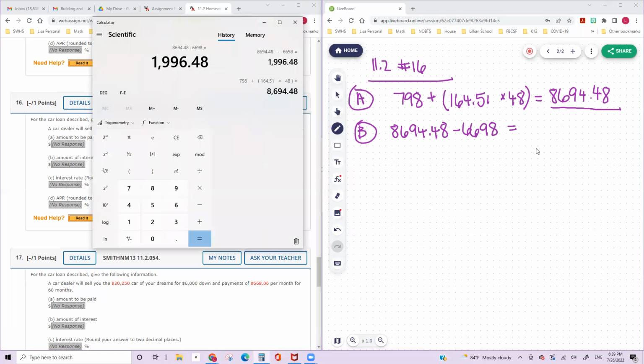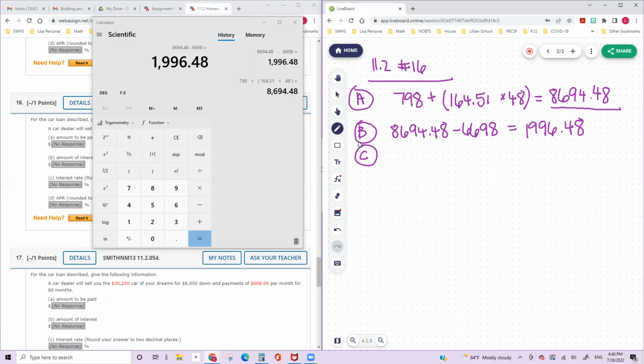All right. So this is your interest, 1,996.48. Now, there is a little bit of a question here because you have this down payment, but for this particular part, this is what the book is looking for. So they're just looking at it as the most simplest part, which is principal plus interest equals the total amount. All right, so that's what we're going to do.